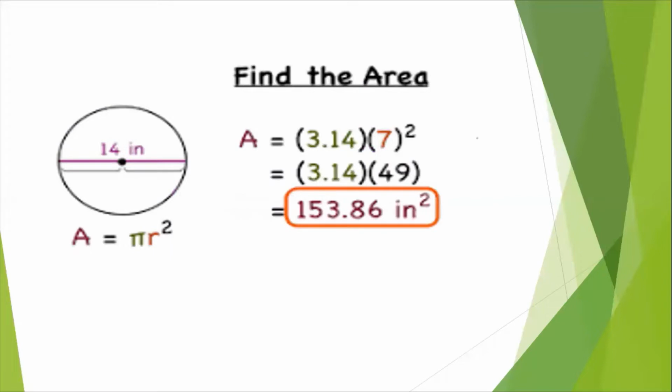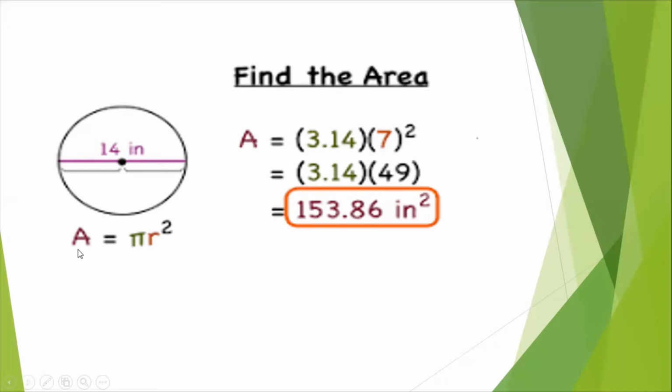And lastly, to find the area of a circle, we have the formula: area is equal to pi times r squared, or radius squared. If we have a given circle here which has a diameter of 14 inches, how can we apply the formula if the given is the diameter, but in our formula, we have the radius? Always remember that one diameter is equivalent to two radii. It means half of the diameter is equal to the radius.